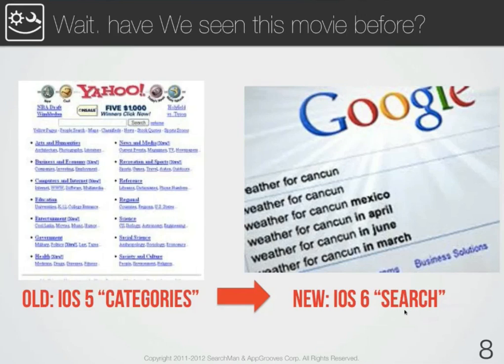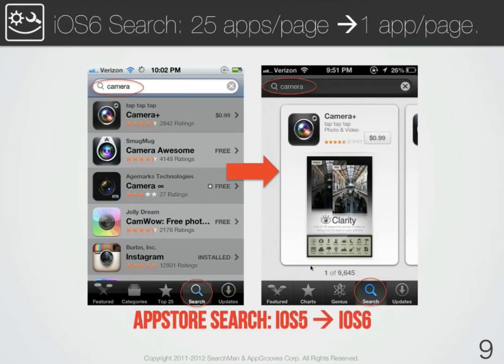But there's a problem with this iOS 6 search focus that emerged when they rolled out their new OS. The main problem is that it used to be 25 or so results with one flick of the thumb, one tap to get to app number 25, and with the Chomp acquisition and with the new iOS 6 rollout, essentially you would get one search result per page. So what that meant was that ranking higher in the search results has become much, much more important.